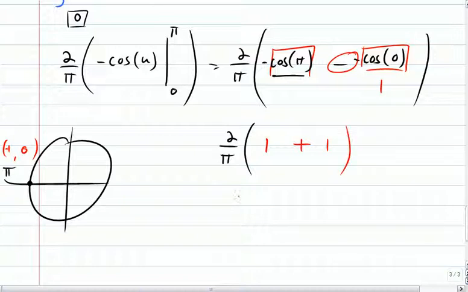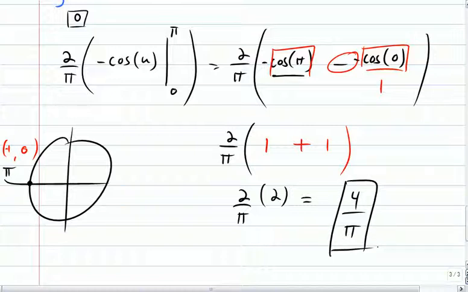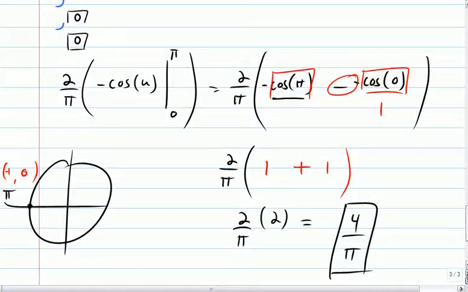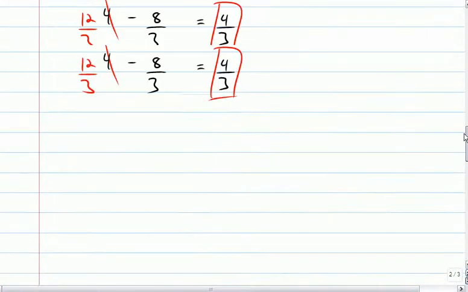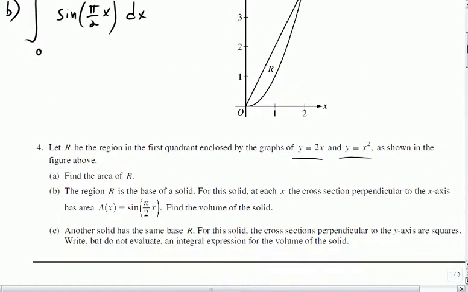So our final answer is 2 over pi times 2, which is 4 over pi. So we'll go back in the end and we'll check our answer. Okay, part C. Almost there.